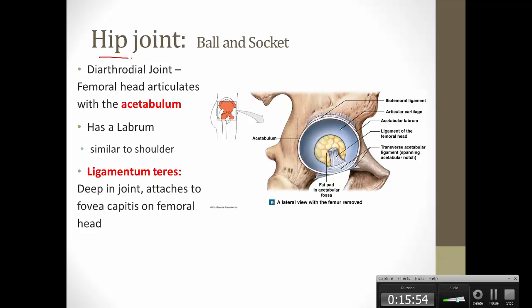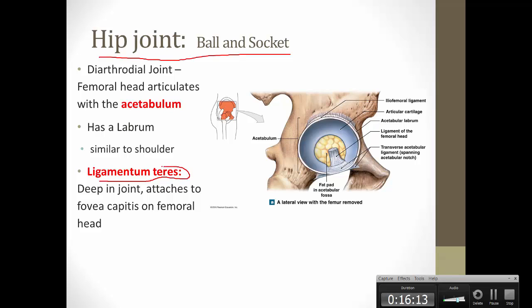Next is our hip joint, which is also a ball and socket joint. This joint, as we know, is much deeper than the shoulder joint. It's also very mobile, but not as mobile as the shoulder joint. We have a few ligaments that support the hip joint.